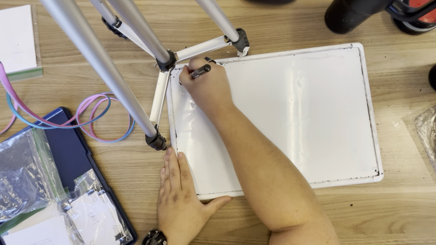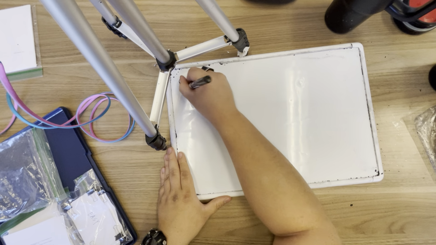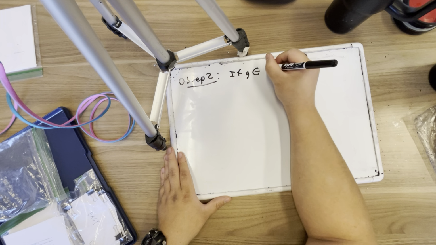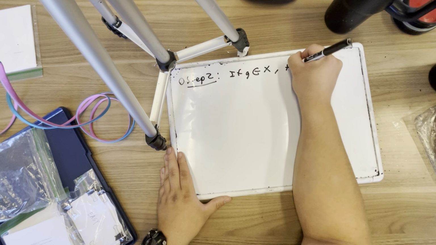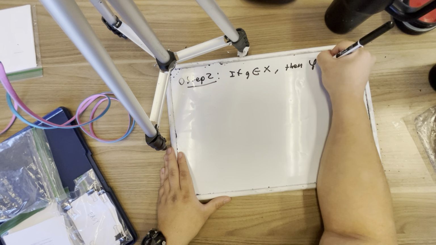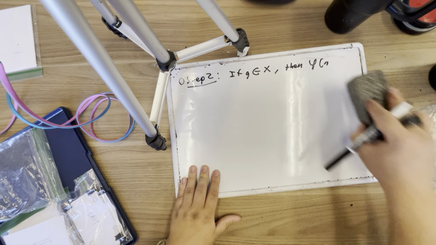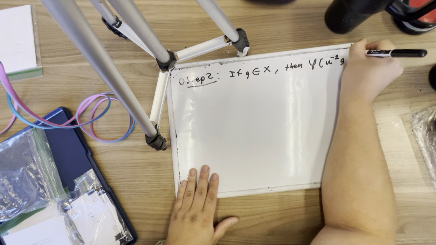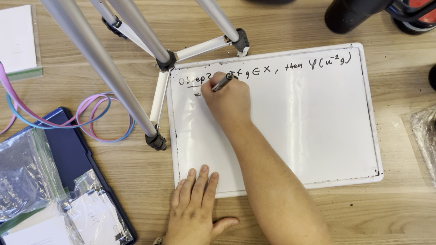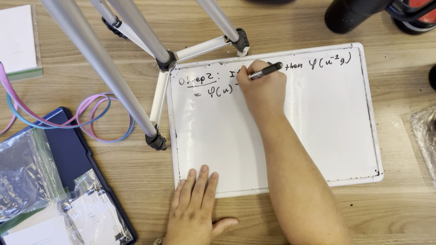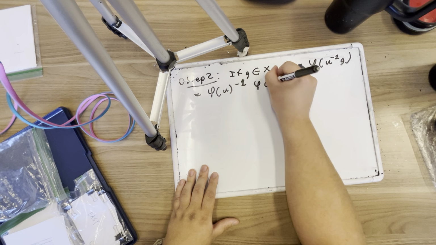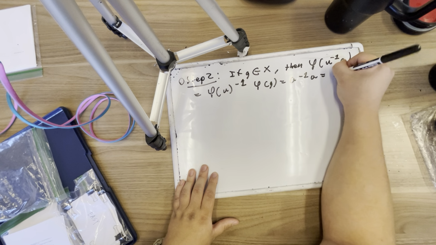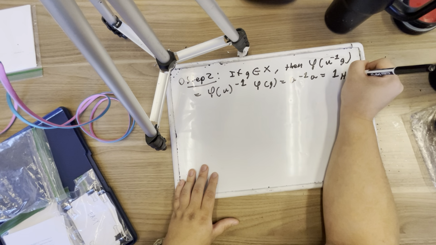Now, if g is contained within X, then phi of u^-1 g is equal to phi of u^-1 times phi of g, which is equal to a^-1 times a, which is equal to 1 of H.